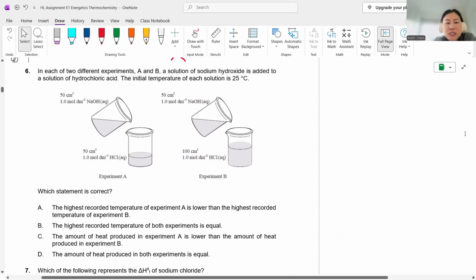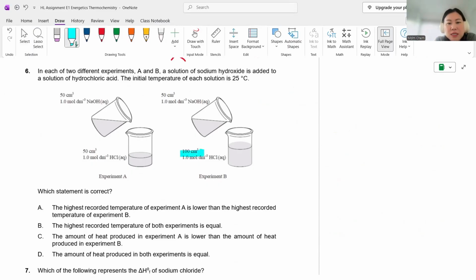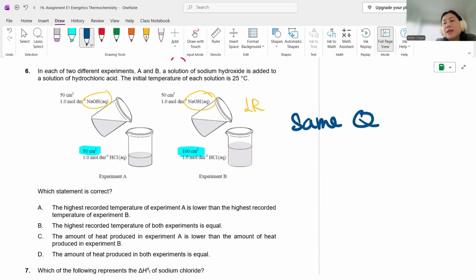So for question 6, everything looks the same. If you look carefully, you will see the difference is here. This is 100, this is 50. But it doesn't matter because the sodium hydroxide will limit the reaction for both sets. So the limiting reagent, let it be sodium hydroxide, so even if I have more HCl, it's not going to react. So the extent of the reaction is going to be the same for both. So we expect the same amount of heat given out.